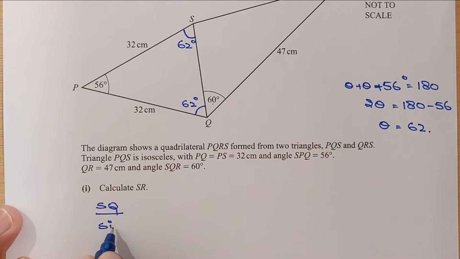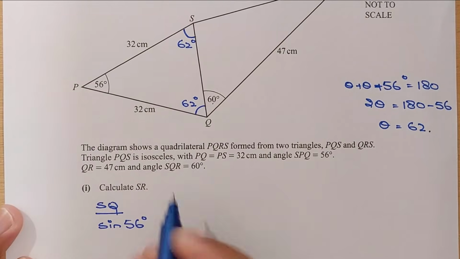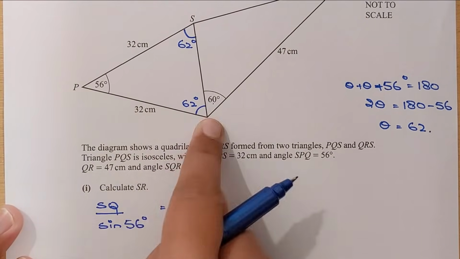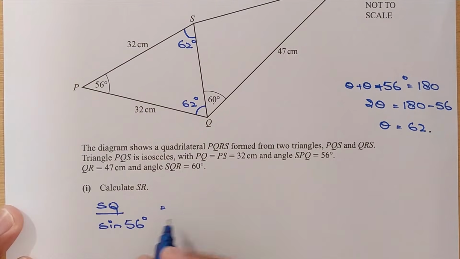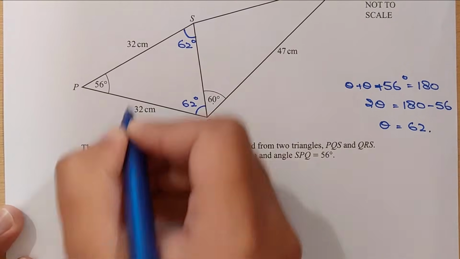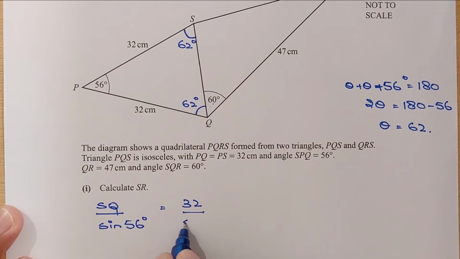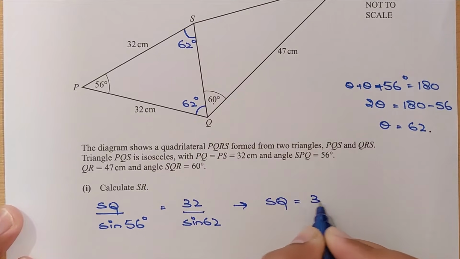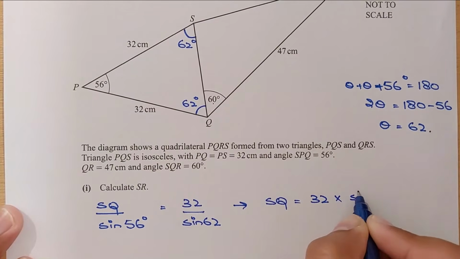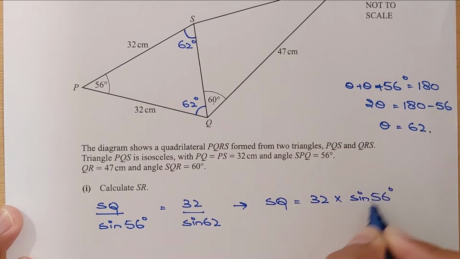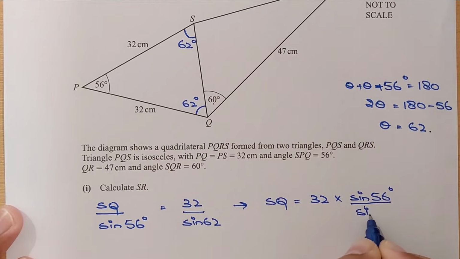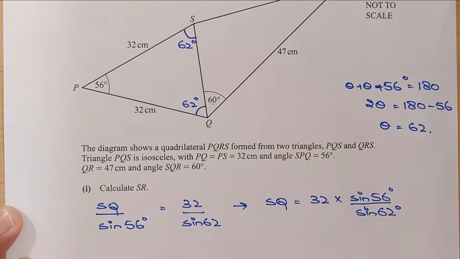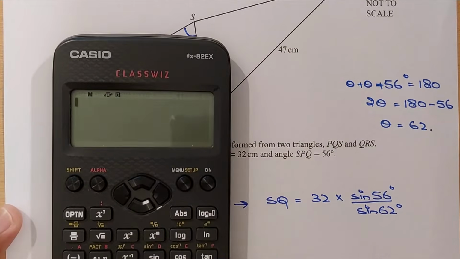SQ divided by sine of 56, the front angle. This is equal to, you can take this side or this side, right? This side is 32, divided by sine of the front angle, that is 62, sine 62. So from here we can easily find SQ, that is equal to 32 times sine 56 degrees over sine of 62 degrees. Right, let me calculate it.